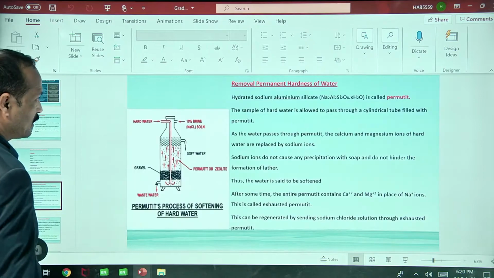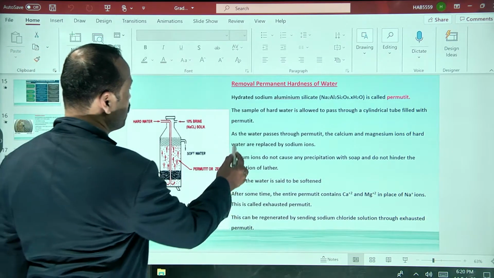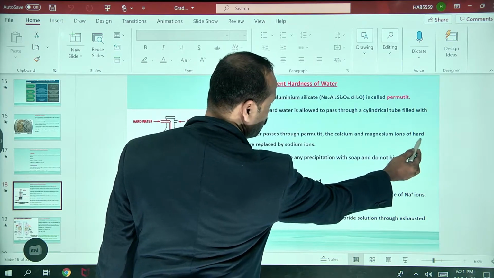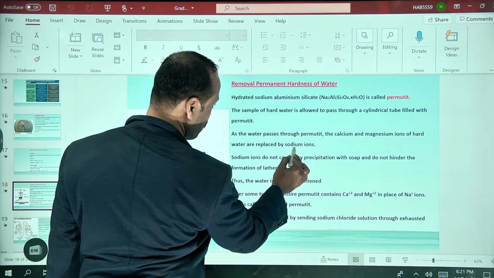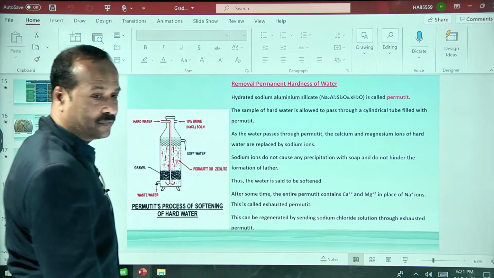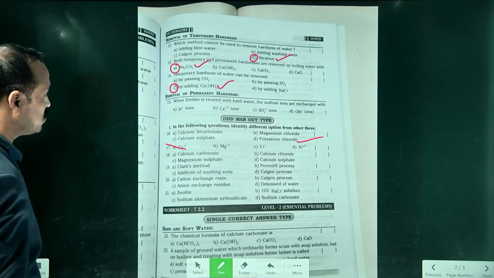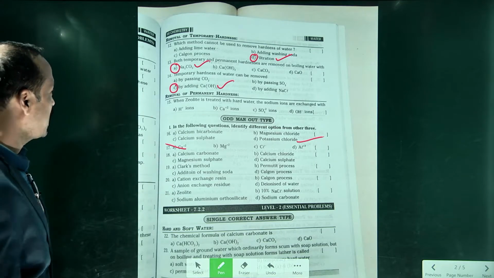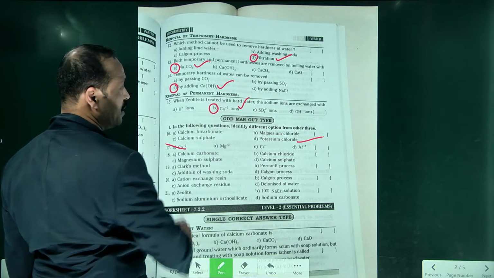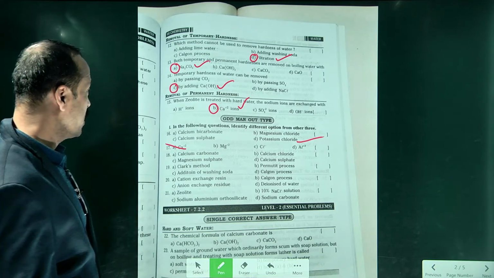here, this process. So here you can see, as the water passes through, the calcium and magnesium ions of hard water are replaced by sodium. So sodium ions are replaced by what? Sir, calcium. Calcium and magnesium. So which is our right answer now? Calcium is the right answer. Everything is there in our PPT. You have taken the screenshots now, everything.